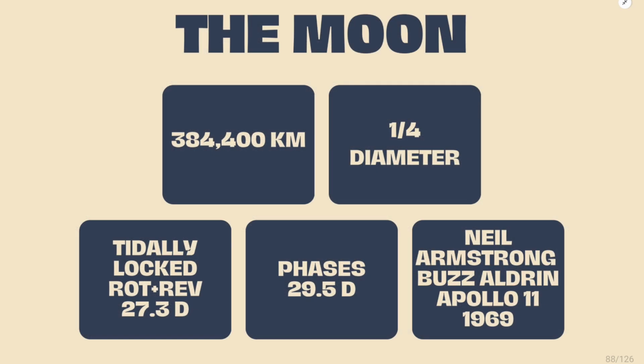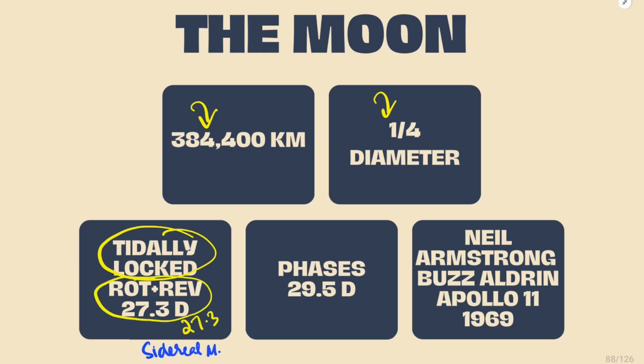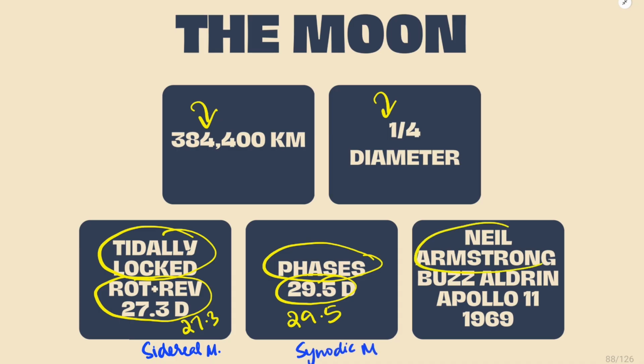So to recap, the Moon is 384,400 kilometers away from the Earth. It is one-fourth the diameter of the Earth. It is tidally locked with the Earth, and its rotation and revolution take 27.3 days, known as a sidereal month. The phases of the Moon take 29.5 days, known as a synodic month. And Neil Armstrong and Buzz Aldrin were the first humans to land on the Moon in 1969 through the Apollo 11 mission.